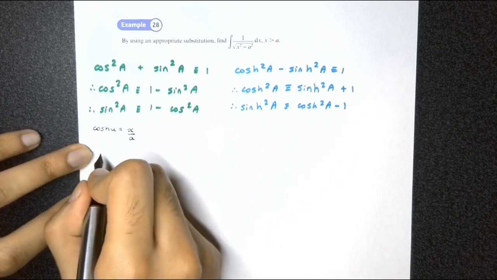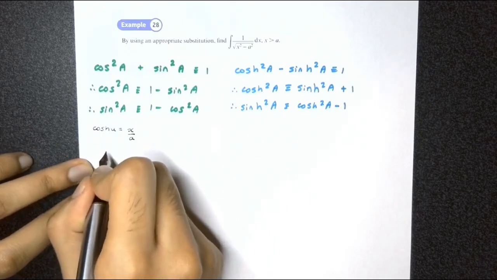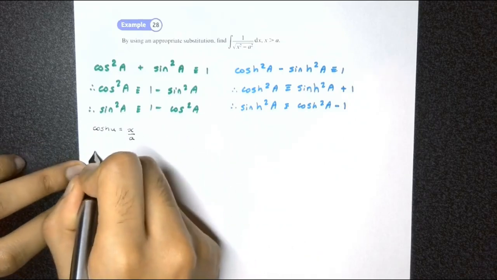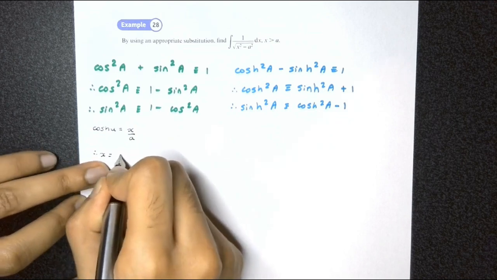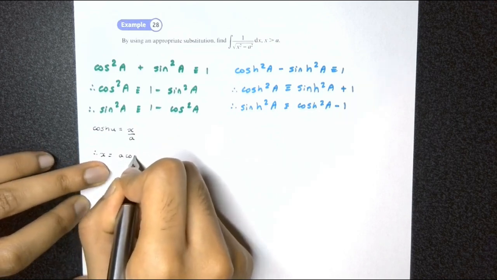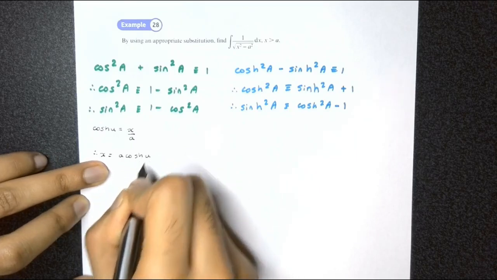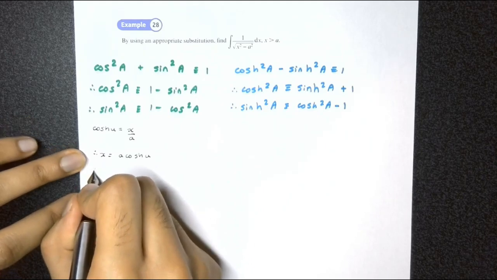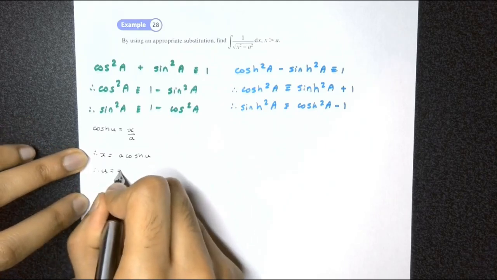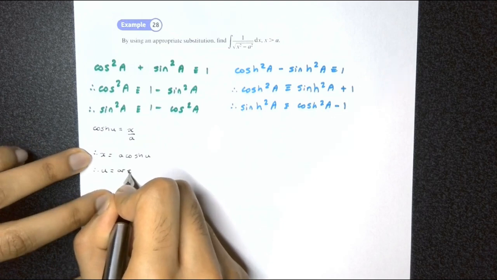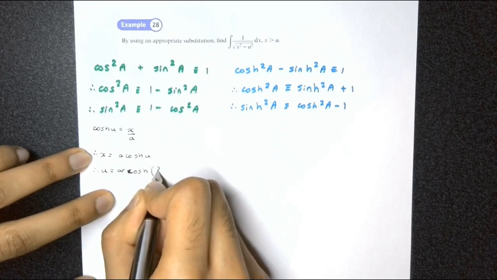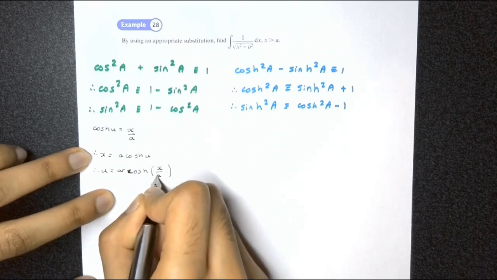So if we work out what we can do over here, first of all, is rearrange for x. So x is equal to a lots of hyperbolic cosine of u, and we can also rearrange for u. You can see u is equal to the inverse hyperbolic cosine of x over a.